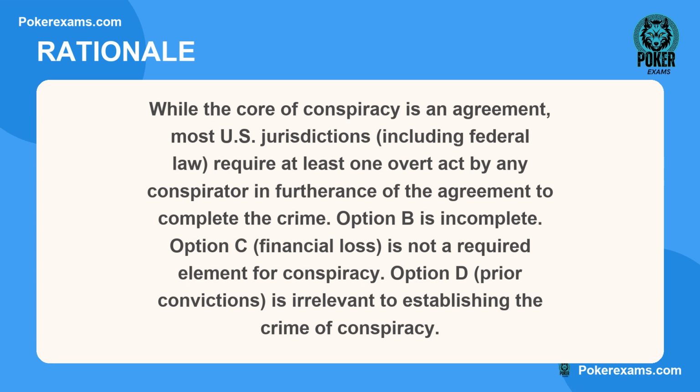Option C, financial loss, is not a required element for conspiracy. Option D, prior convictions, is irrelevant to establishing the crime of conspiracy.